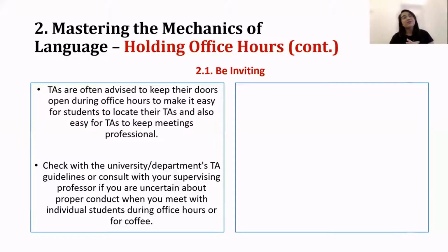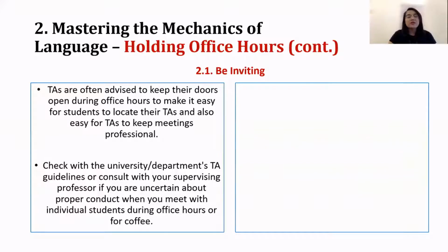Well, some institutions are just fine with that, but some others are not. Meaning that every one-on-one meeting with the TA should be conducted in the office, in a room with the door open, kind of thing. And that varies greatly from one department or even one university to another. So make sure that you check the TA guidelines. Make sure that you provide consultation or assistance to your students by following the guidelines from your institution.